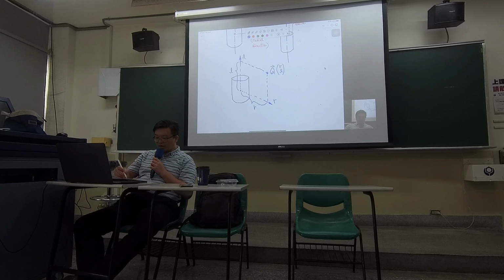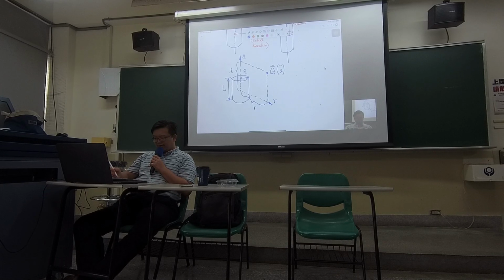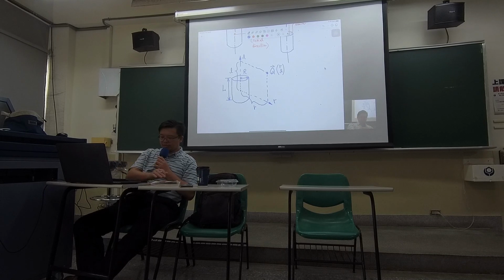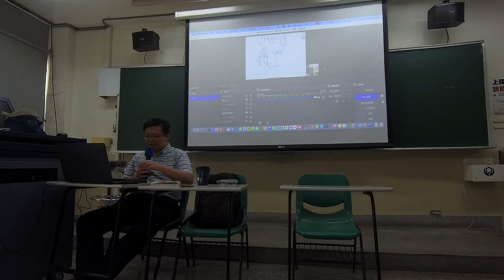Okay, and I'm going to define the radius of the cylinder as, I think, capital R, and the total height as capital L. And I need to describe, let me double check what did I use. Oh, I use R symbol. Yeah, that's right.